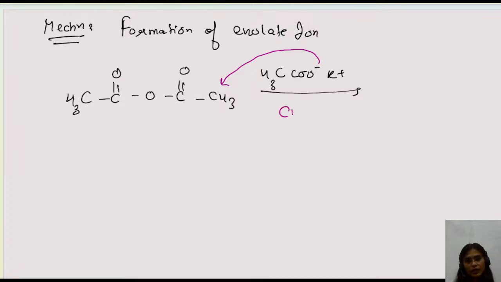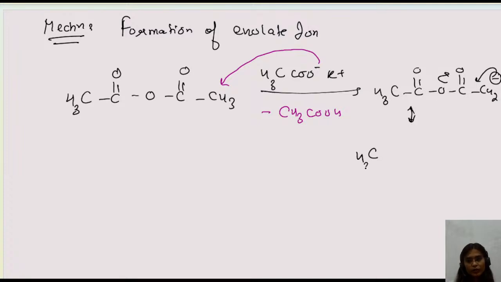If it abstracts the hydrogen, then basically CH3COOH is released. So we end up with CH3COOCOCH2 negative there. Again, this bond moves up and there is an enolate formation. This step gives the enolate ion, with a double bond, an oxygen with O negative, and a double bond to CH2. Now this is step number one, and step number two is the nucleophilic attack.